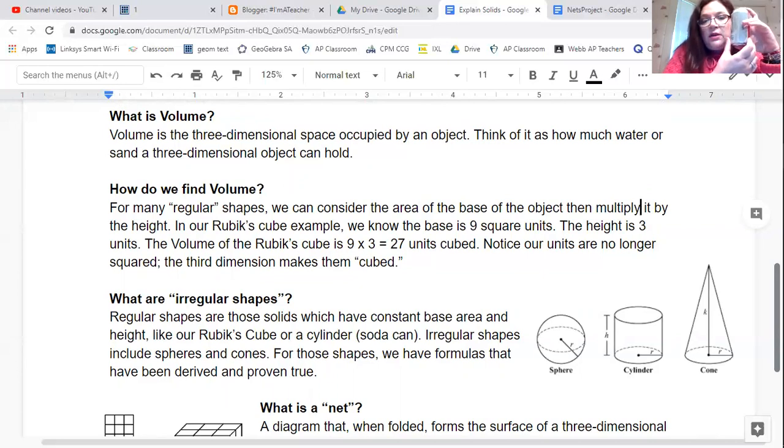Well, for what we call a regular shape, we can take the area of the base and then multiply it by the height. So in the case of our Rubik's Cube, what's the area of the base? Well, let's see, the base was like unicorn color or something, right? What was the area of our base? It was 9. So if this is the base, then how tall is our solid?